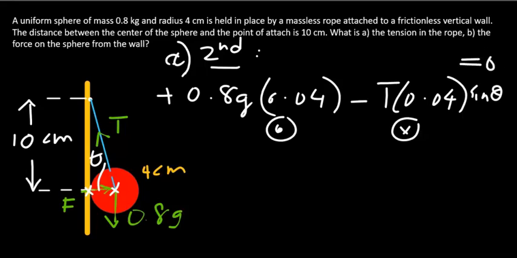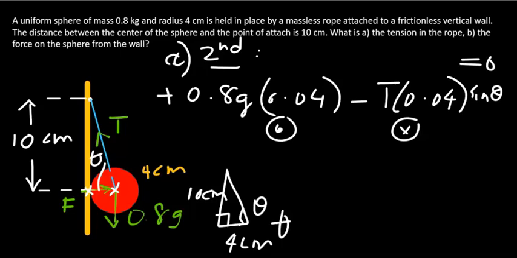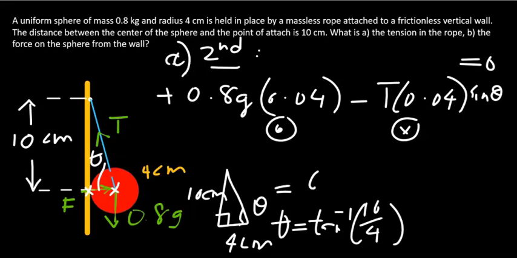Now let's calculate theta. Now we have a right angle triangle, so this is a 10 cm length. We are talking about this triangle right there. This is theta, this is 90 degrees, and this is 4 cm. So theta is arctangent of 10 over 4, which is about 68.2 degrees.